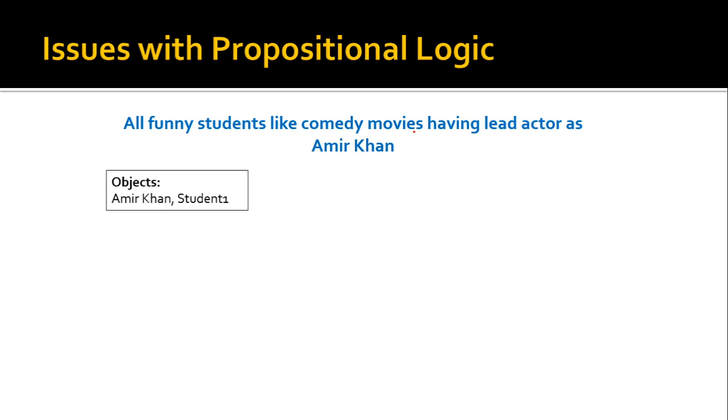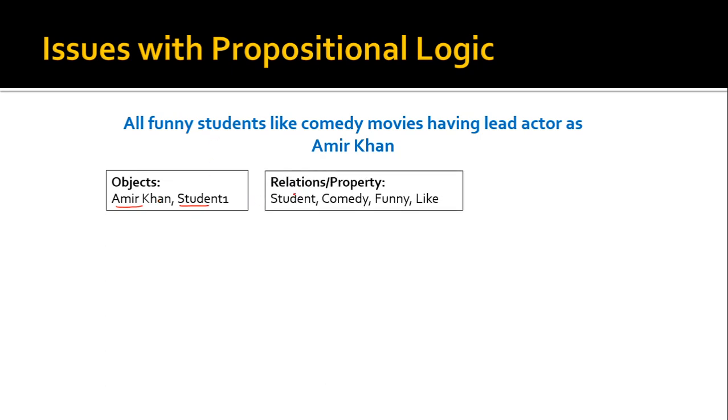So what are the important things that are relevant here? We have objects like Amir Khan, student 1, or it may be student 2, and so forth. You have properties and relations, like someone is a student, some movie is a comedy movie, someone is funny, and someone likes something, right? You can have functions like lead actor of a movie. So given a movie, who is the lead actor, right? With this, let us see whether we can represent this statement a bit more conveniently, right?